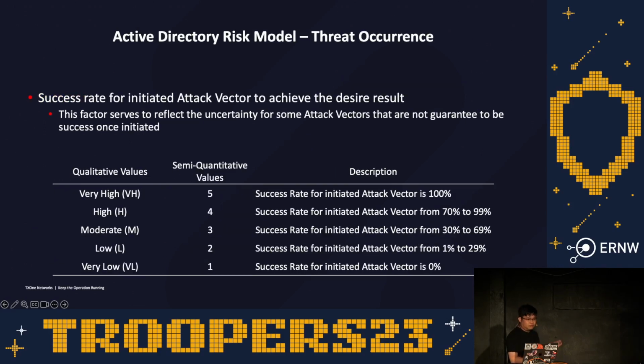And also for threat occurrence, after the attack vector is initiated, what is the success rate for the attack vector to achieve the result? We will also calculate the percentage for threat occurrence. If the success rate is 100%, meaning if we initiate this attack vector we most surely succeed, we define this as very high, with a threat occurrence of 5. Depending on whether it is 70% to 99% or 30% to 69%, we have different levels for threat occurrence. And after that, we can calculate likelihood.